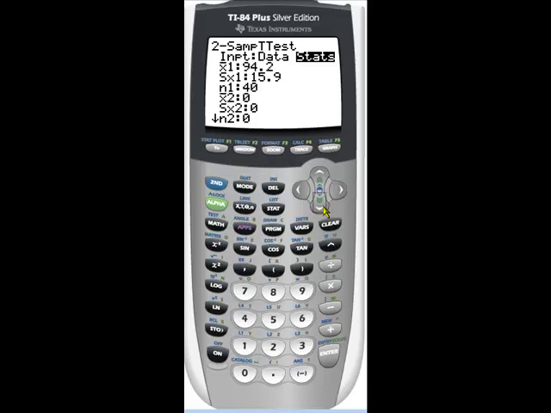Now we go to population 2. The sample mean is 115.2. And we press enter. And the standard deviation is 23. And the sample size is 32.